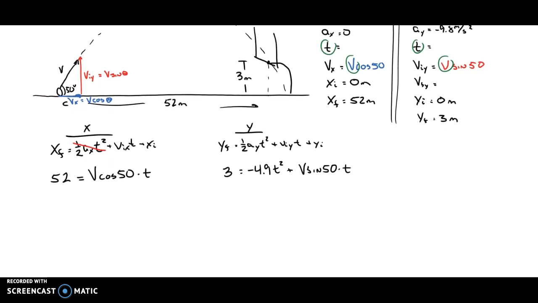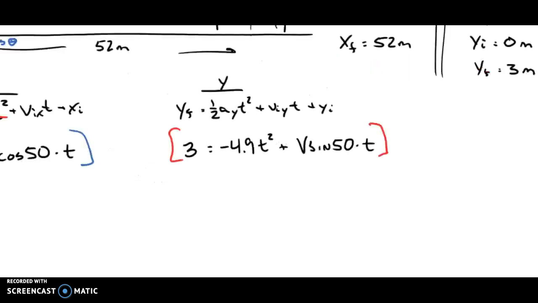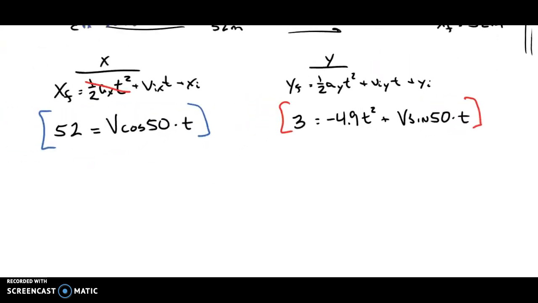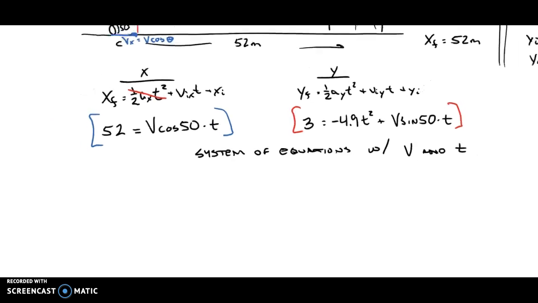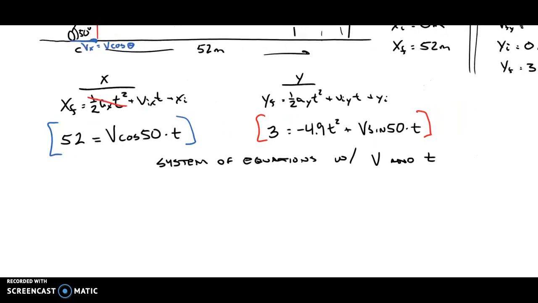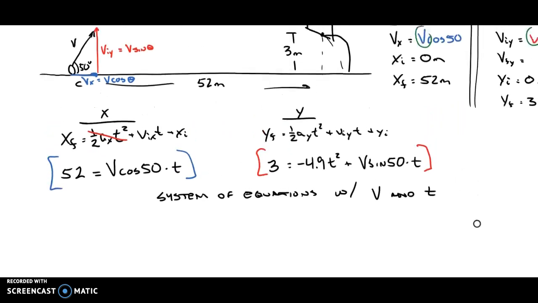And so what I have here, two equations. I have an x equation and I have a y equation, both of which have the same two variables, v and t. And so we have a system of equations with the variables v and t. And if I can solve that system and solve for v, I now know that minimum velocity needed.